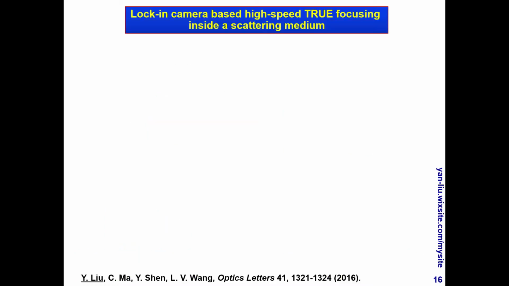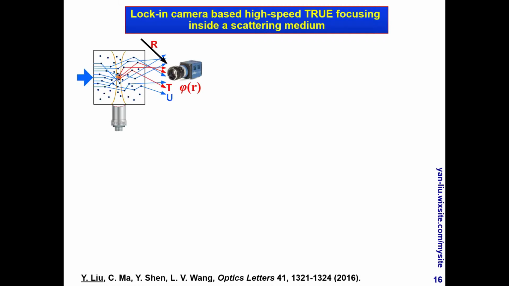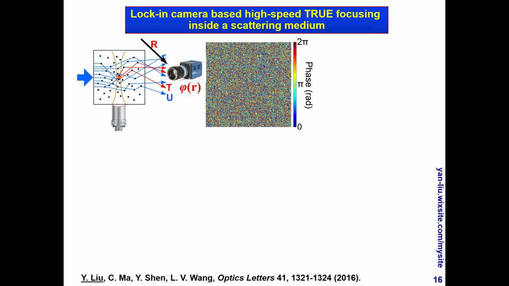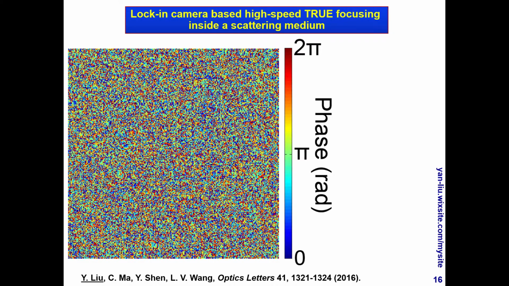Then we use the lock-in camera to achieve high-speed true focusing inside the scattering medium. First, we measure the wavefront of the ultrasound tag light, and this is the wavefront we measured. If I zoom in, you can see the wavefront is highly distorted due to scattering. Our method can measure much more complex wavefronts than Shack-Hartmann sensors do.